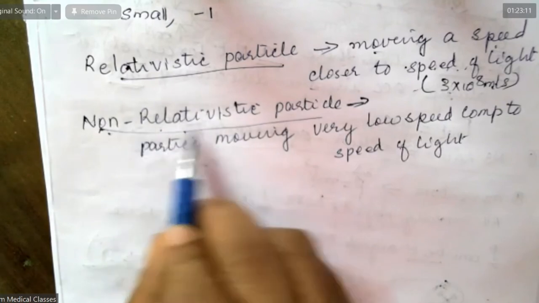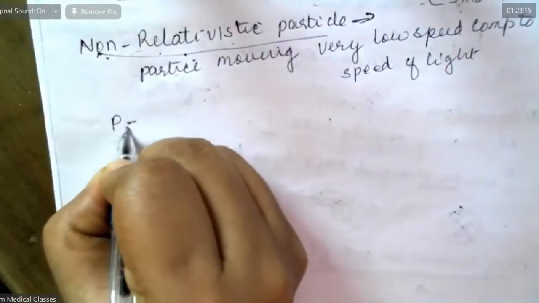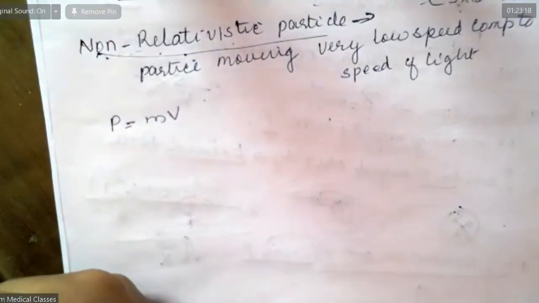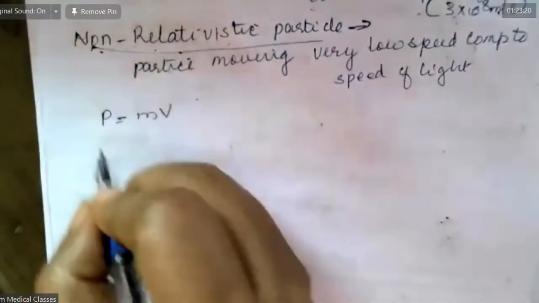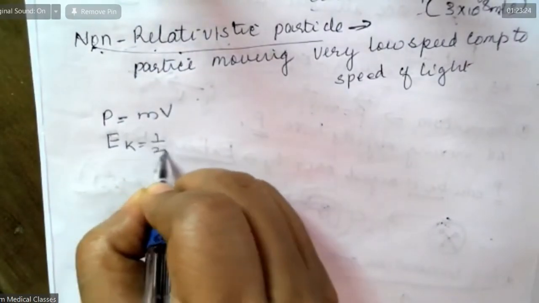And for a non-relativistic particle, you have learned two equations. One is momentum, P is equal to mass into velocity. Also, you have learned kinetic energy, say Ek is equal to half mv square.